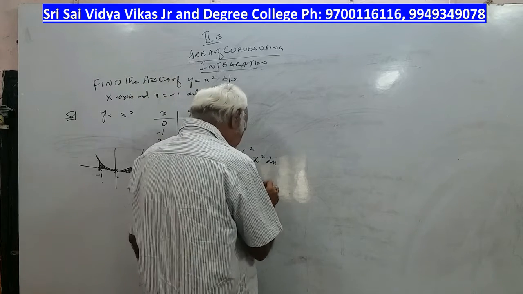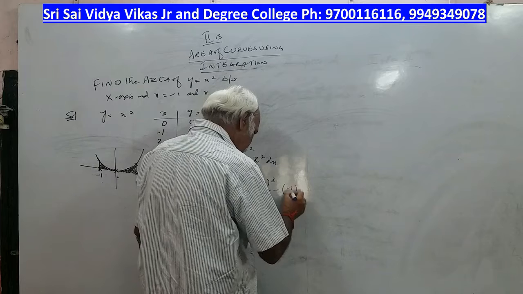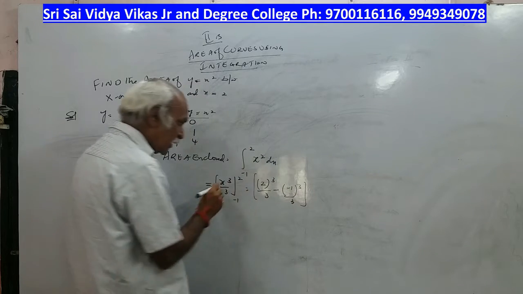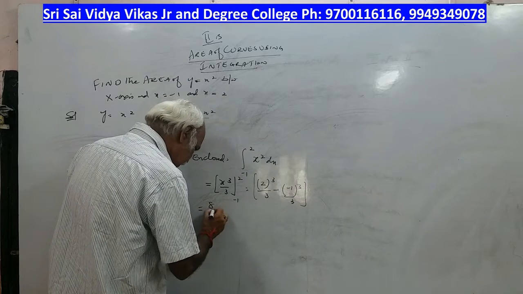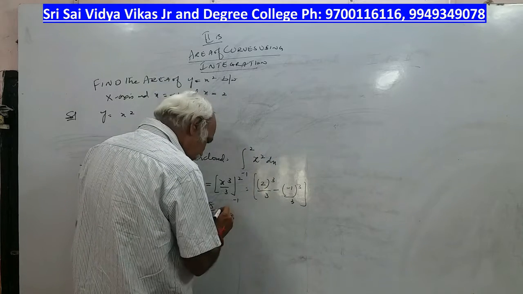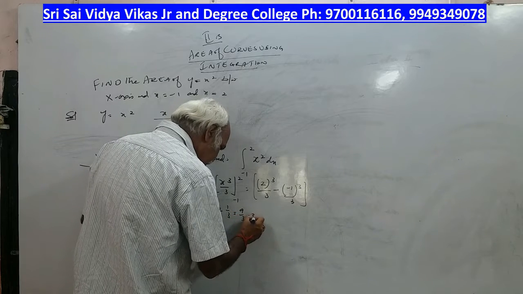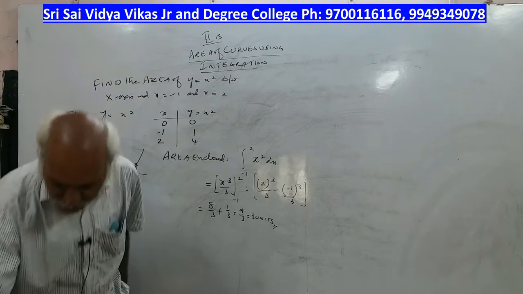So what is the upper limit? 2 cube by 3 minus minus 1 whole cube by 3. Upper limit minus lower limit. So this becomes 8 by 3 minus, minus 1 means plus, so 1 by 3. So how much? 3 units. Simple concept, sir. Okay. Right?